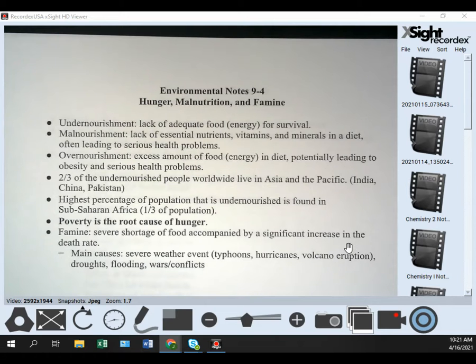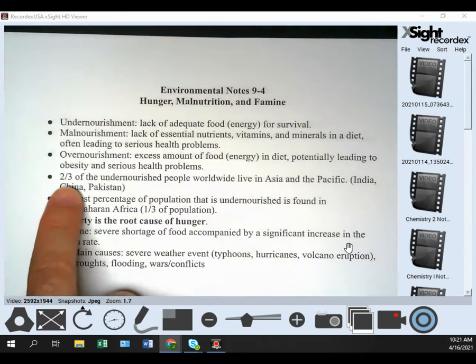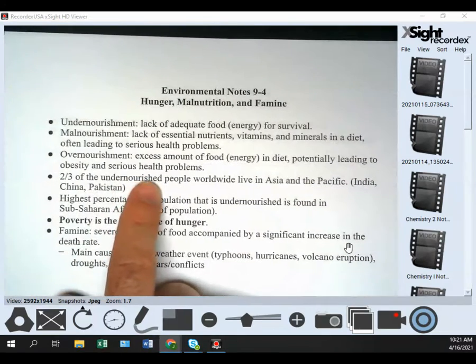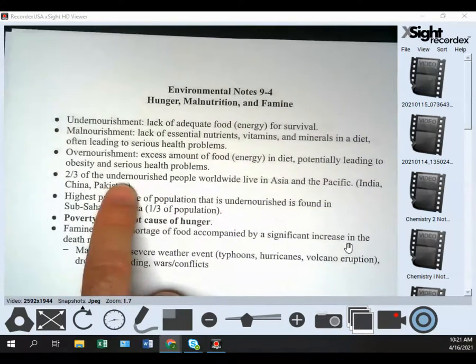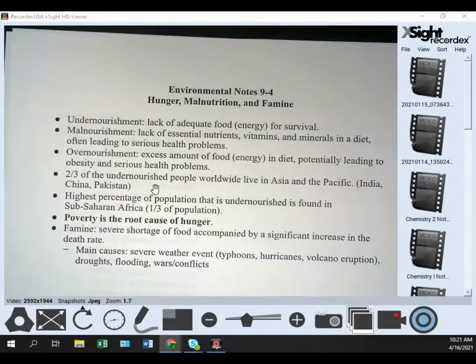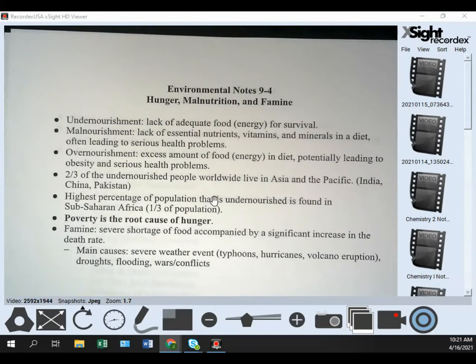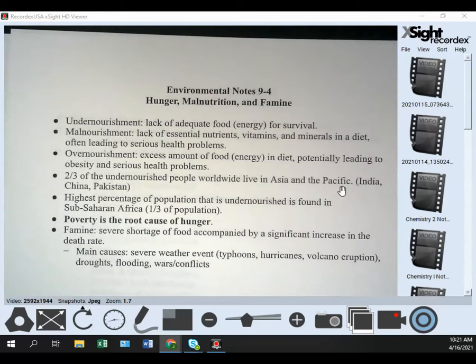Okay, so two-thirds. I don't know if these numbers still totally hold true, it's hard to find numbers on this, but from the book, it was two-thirds of the undernourished people, so remember, people not getting enough food, lived in Asia and the Pacific. If you think about what that covers, that makes sense, right? It's our two biggest countries population-wise, India and China, and another one that's really big as well, Pakistan.